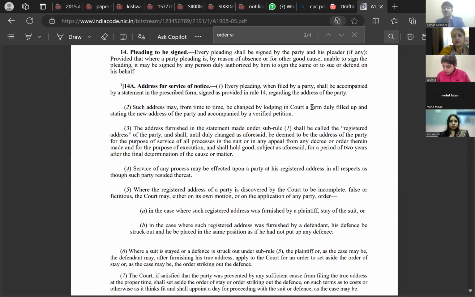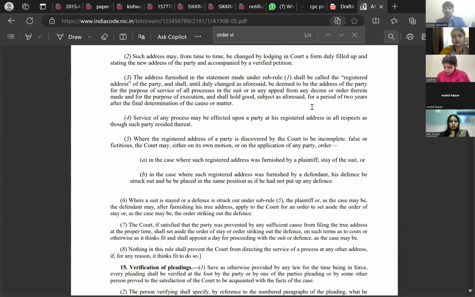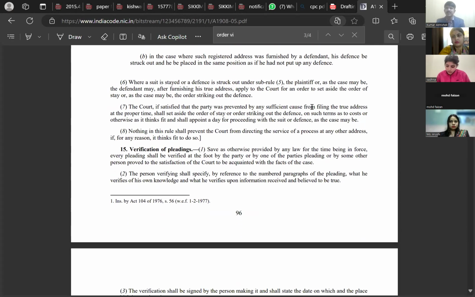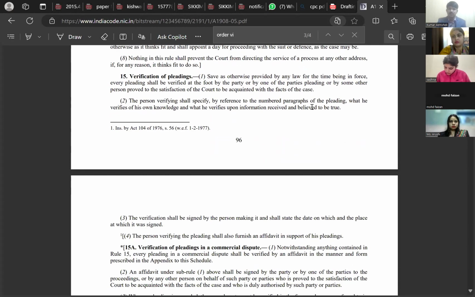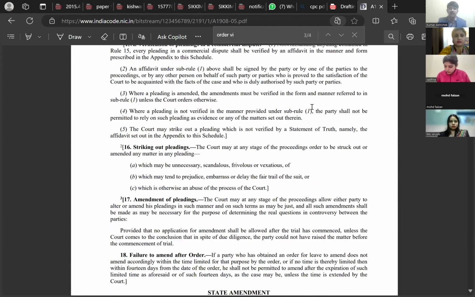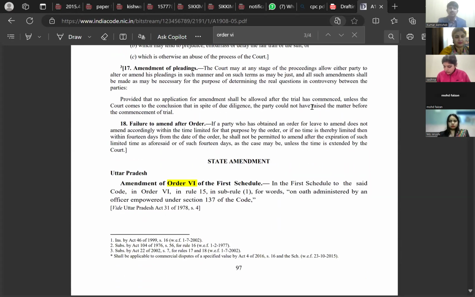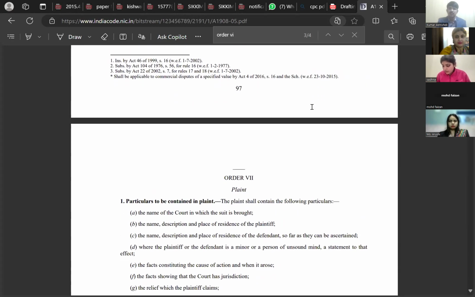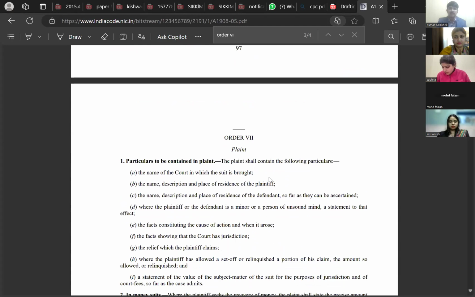There are certain exceptions that have been laid down in this order itself. I'll be explaining them in brief through the PPT only. I'll not go into the text of the law because that may be complicating, and I understand that there may be students from first year who have not yet studied CPC.